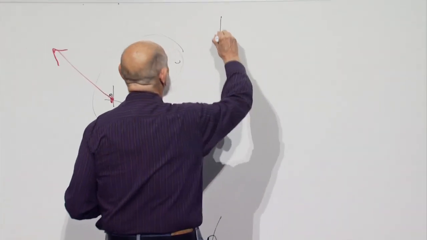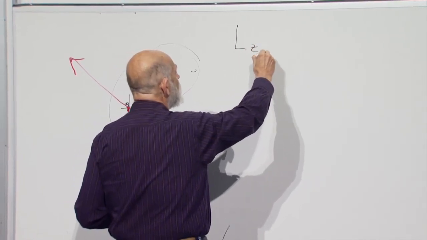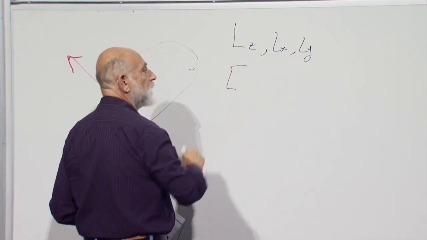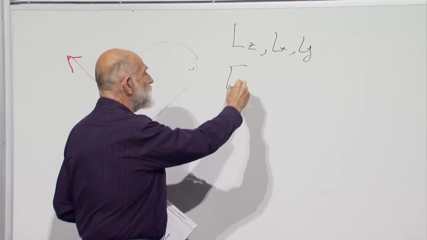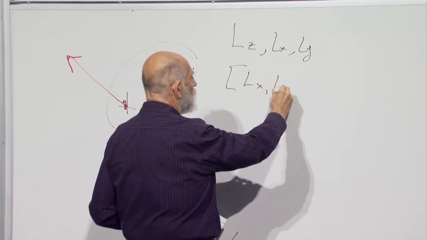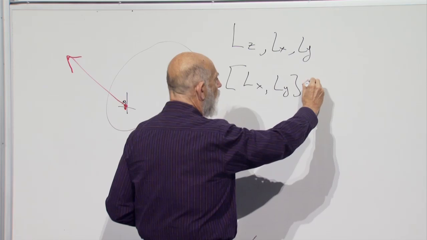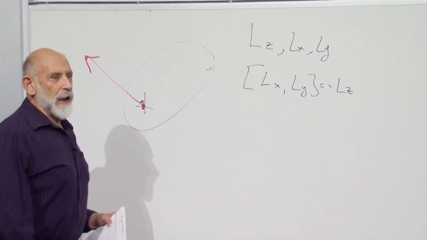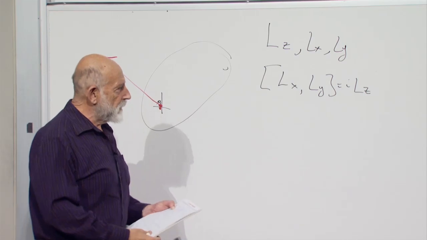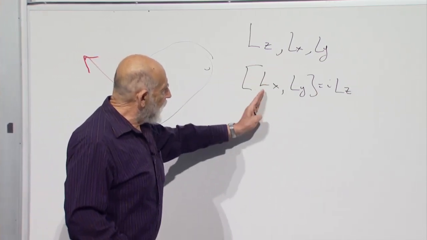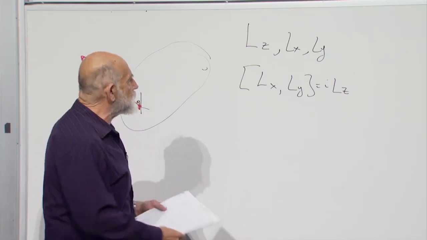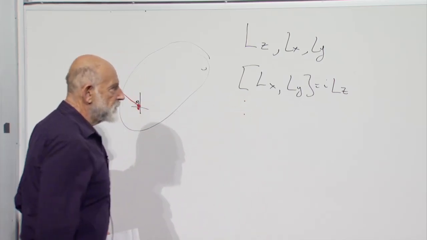We started with the angular momentum operators, Lz, Lx, Ly. We found out that they have certain commutation relations. Lx with Ly equals i Lz. There are h bars in here, but I'm not going to belabor them. I don't care about them right now. [Lx, Ly] equals i Lz, and cyclic permutations.